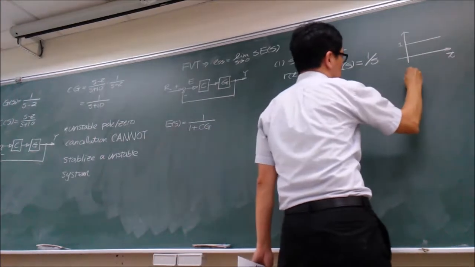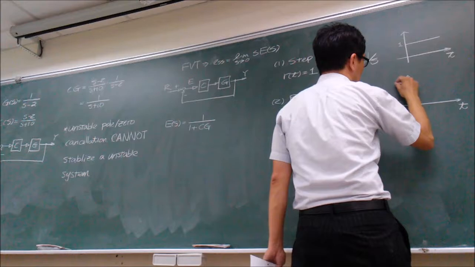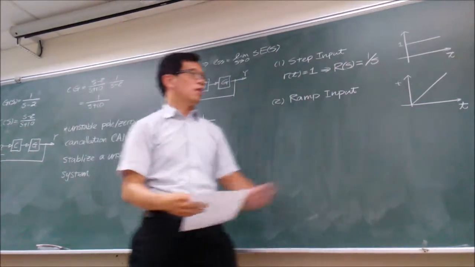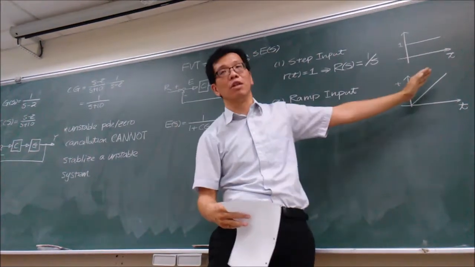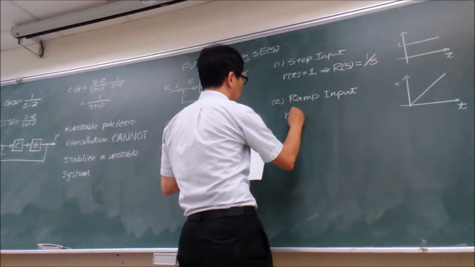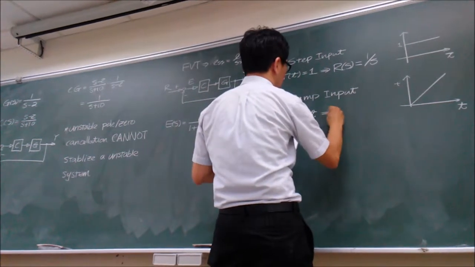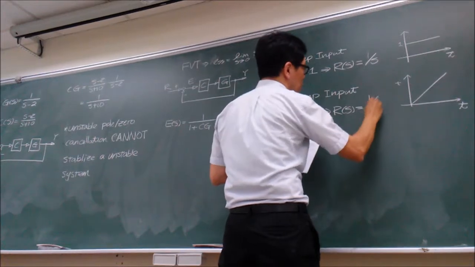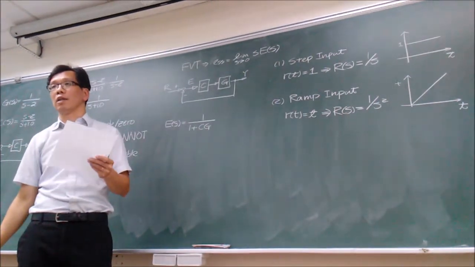What this means is I got t, which is proportional to t. So it's a function of t, and it's going to be a first order approximation, so it's going to be a linear increase. When we have something like this, R(t) equals t, which means R(s) becomes what? 1 over s squared. That's the second.